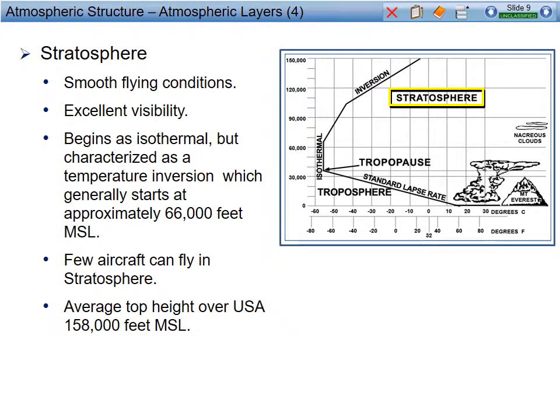The stratosphere is the next layer above the troposphere, separated by the tropopause from the troposphere. It's characterized by smooth flying conditions and excellent visibility. It begins as isothermal at approximately 36,000 feet over the US, and at approximately 66,000 feet, it stops being isothermal and begins to become a temperature inversion, meaning that temperature increases as you continue to increase in altitude.